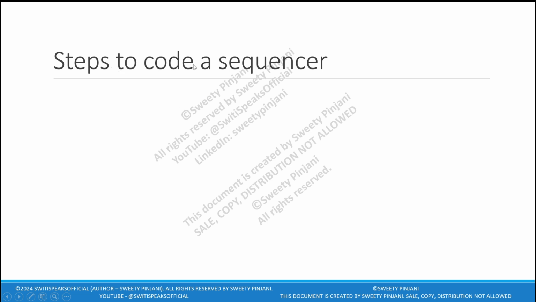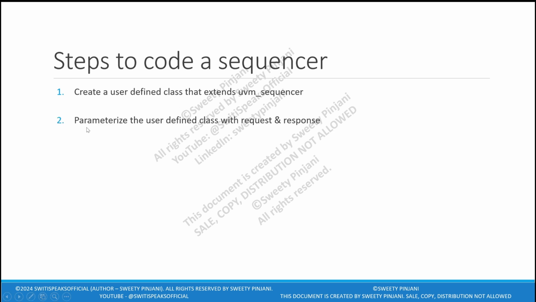What are the various steps to code your sequencer? First, you need to create a user-defined class which will extend from UVM Sequencer. UVM sequencer is an inbuilt class. If you remember, UVM sequencer is an inbuilt class with two parameters, request and response, out of which request is mandatory and response is optional. Then you need to parameterize this class with request and response. Request is mandatory, response is optional.